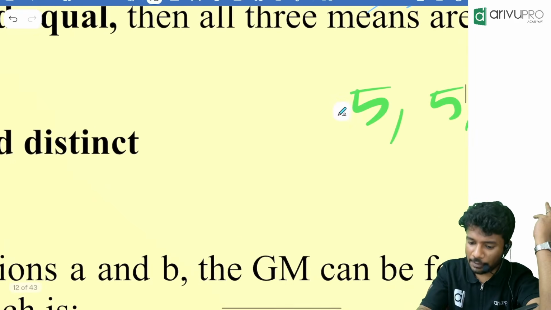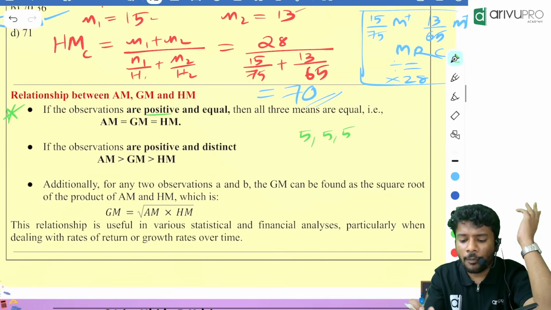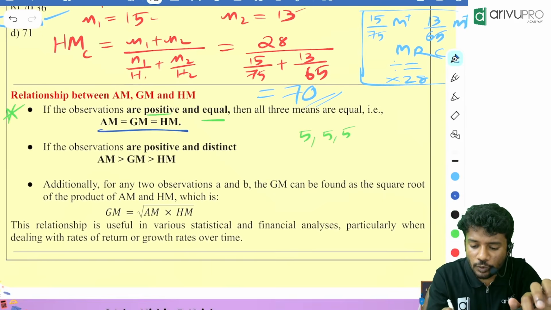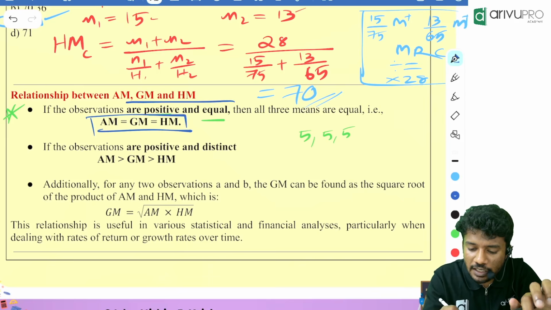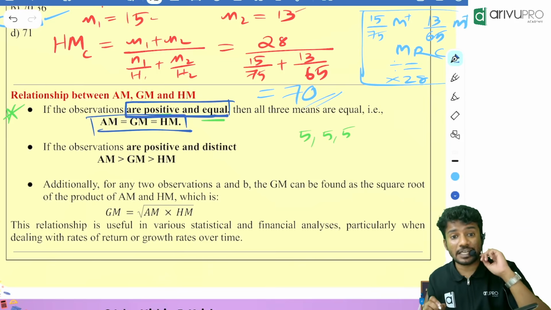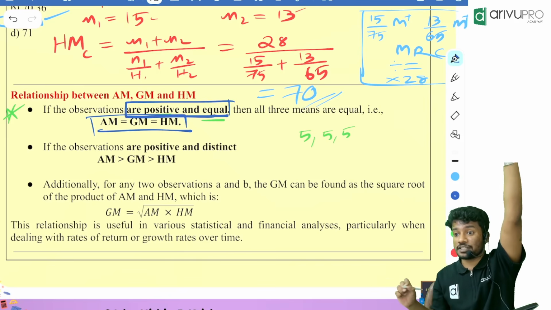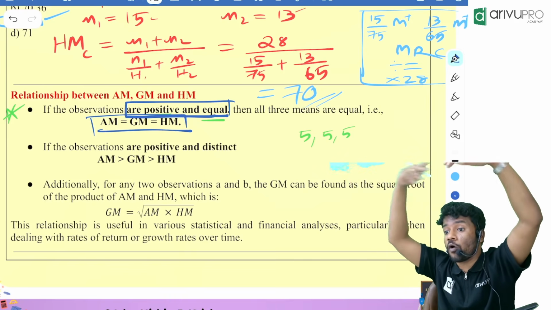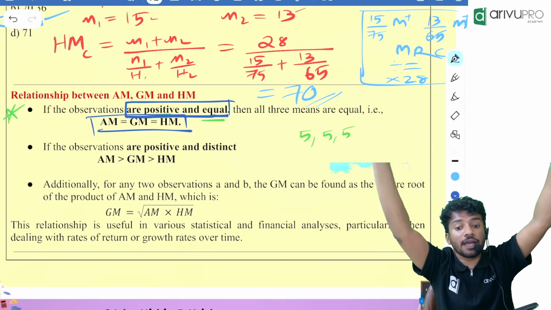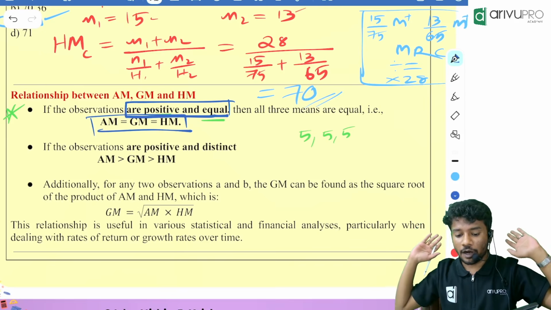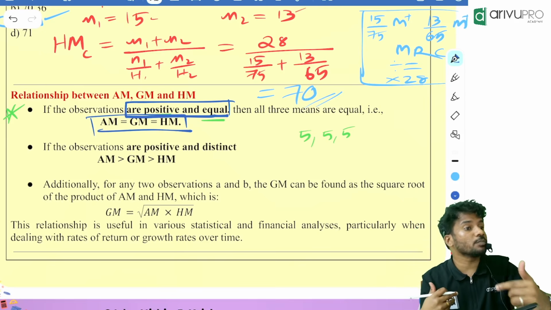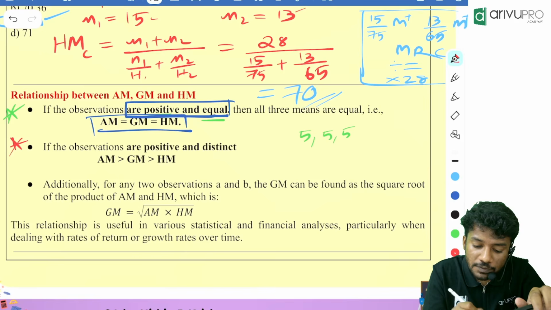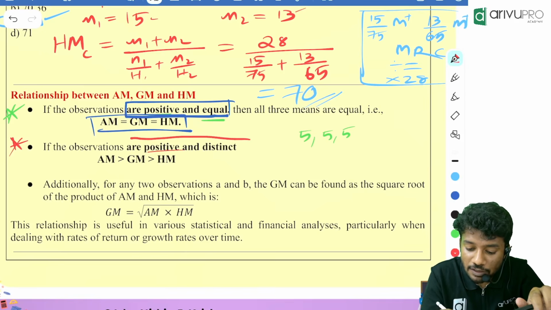So people, if the observations are positive and equal, then AM is equal to GM is equal to HM. Make a note of it. When are they equal? When they are positive and equal, when all the observations are the same. For example, 5, 5, 5. For example, 10, 10, 10, 10, 10, 10, 10. If all observations are the same, AM, GM and HM are equal. Now, the next one is more important for us. The next one is when all the observations are positive and distinct. What do you mean by distinct?